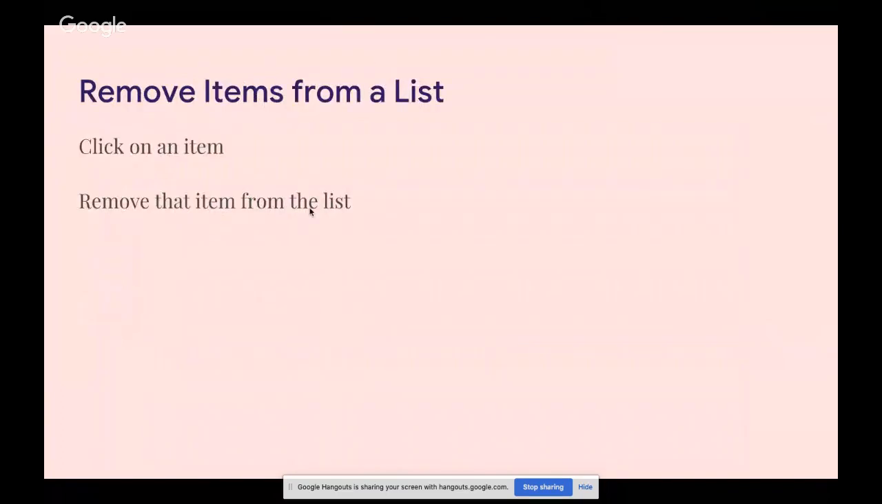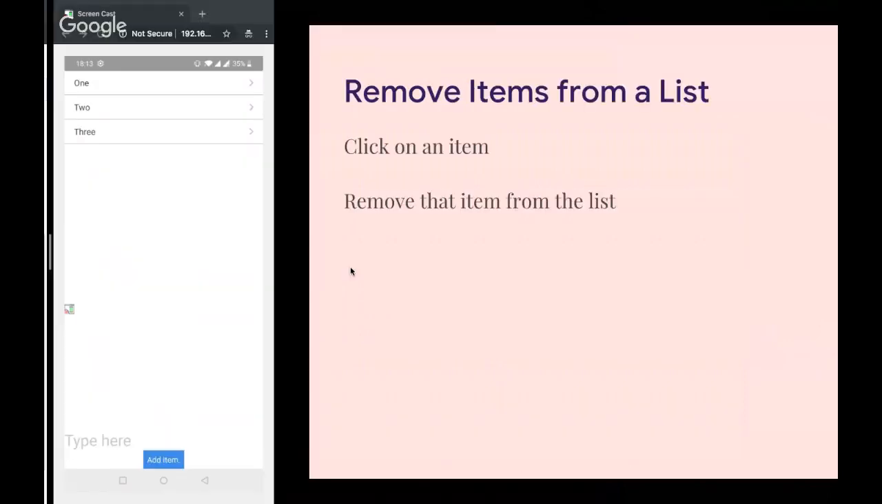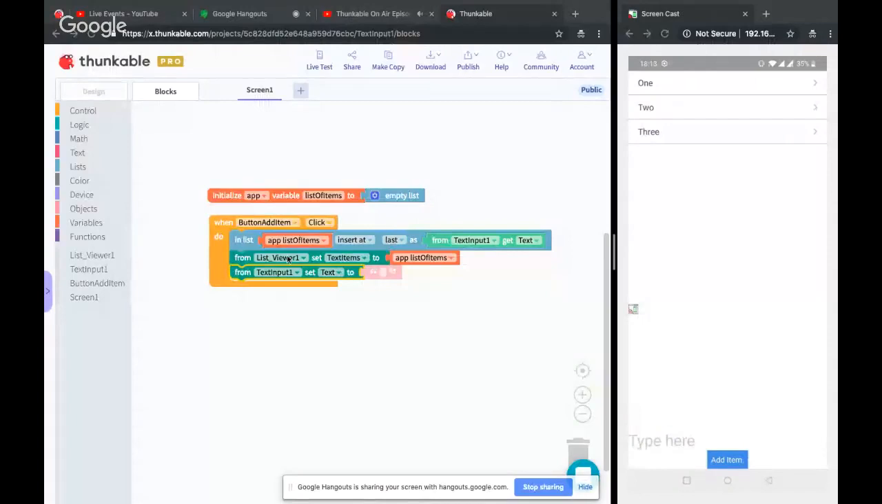When it comes to removing an item from a list, we want to be able to click on an item and remove that item from the list. It should disappear from the variable and also from the list viewer on screen. So there's a couple of different updates that we're going to have to do. Let's go back to Thunkable and have a look at this really quickly.